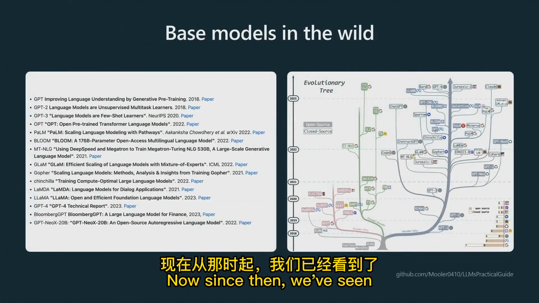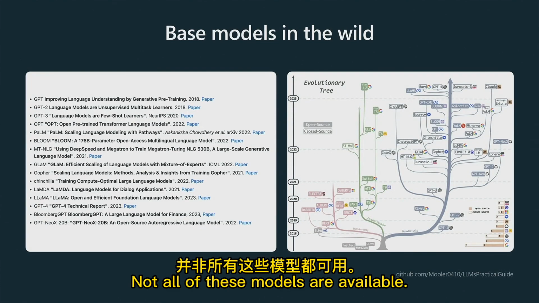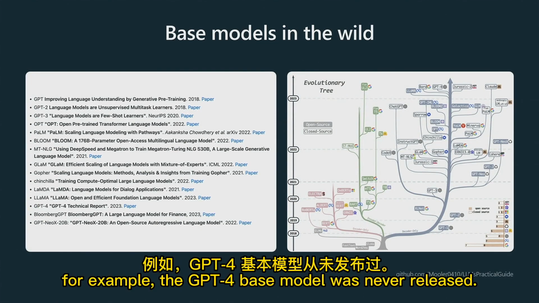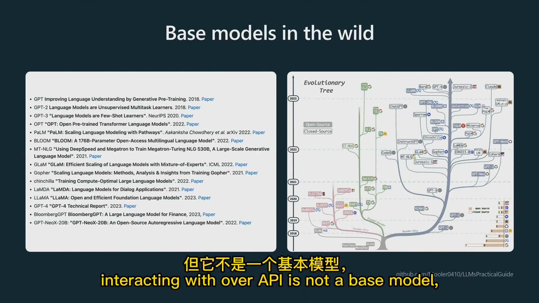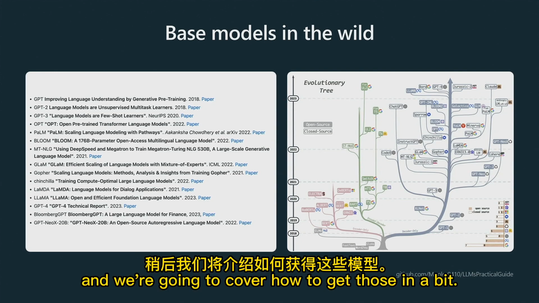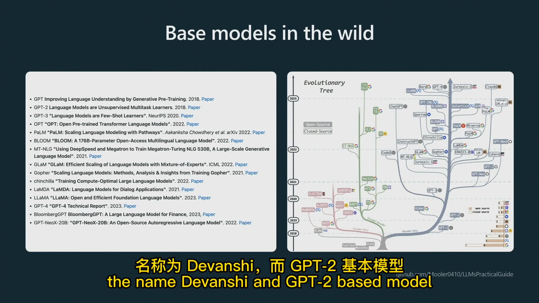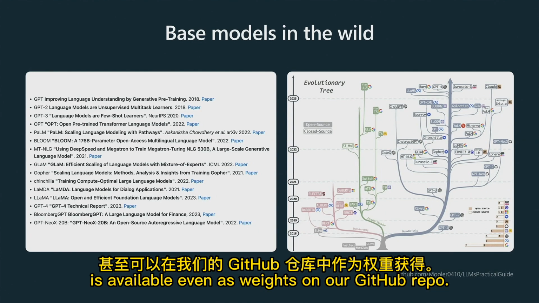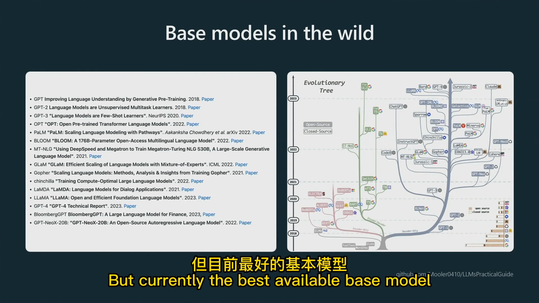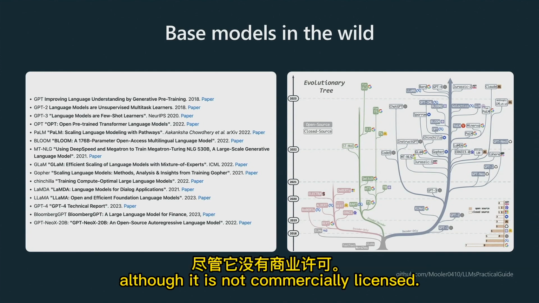Now, since then, we've seen an entire evolutionary tree of base models that everyone has trained. Not all of these models are available. For example, the GPT-4 base model was never released. The GPT-4 model that you might be interacting with over API is not a base model, it's an assistant model, and we're going to cover how to get those in a bit. The GPT-3 base model is available via the API under the name DaVinci, and the GPT-2 base model is available even as weights on our GitHub repo. But currently the best available base model probably is the Llama series from Meta, although it is not commercially licensed.